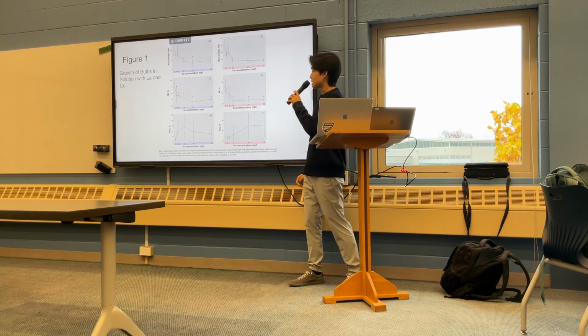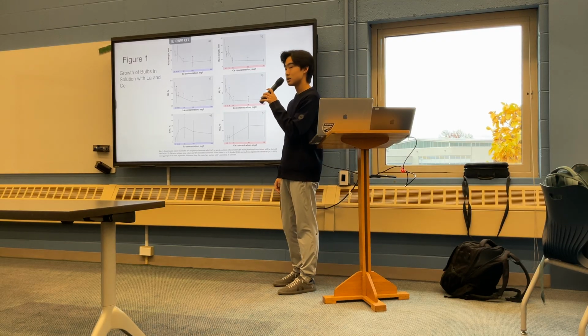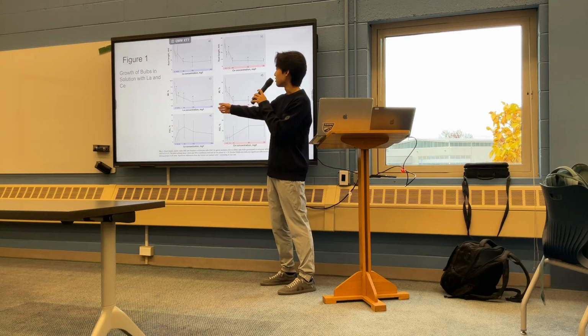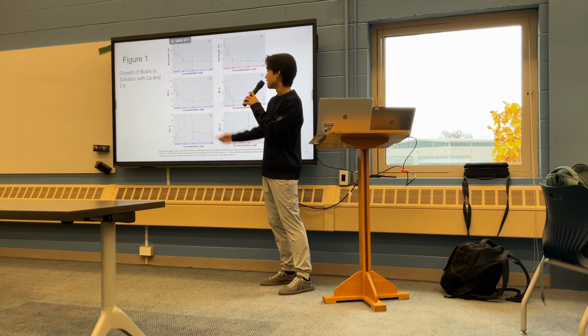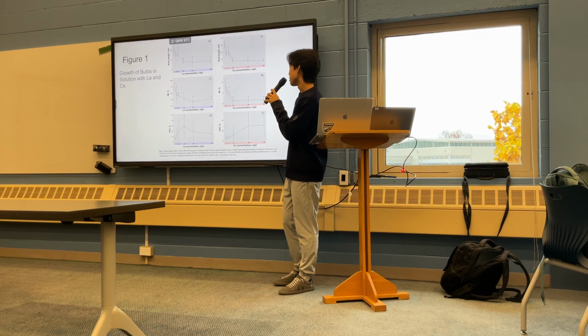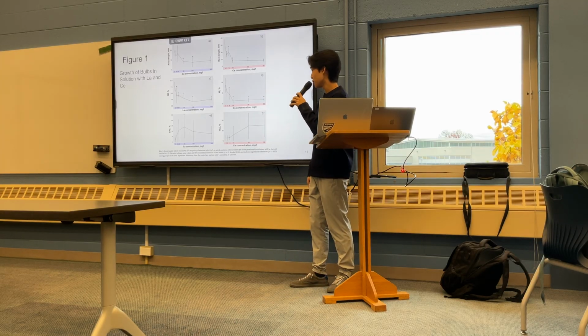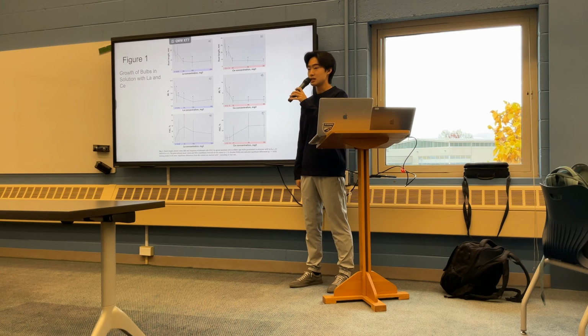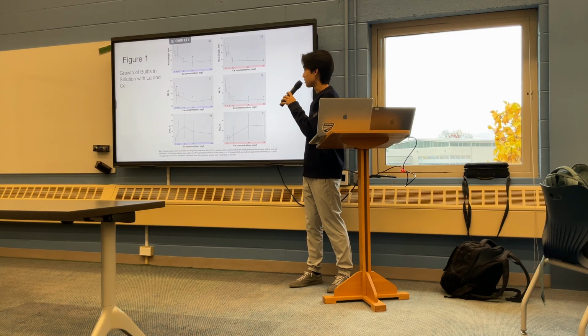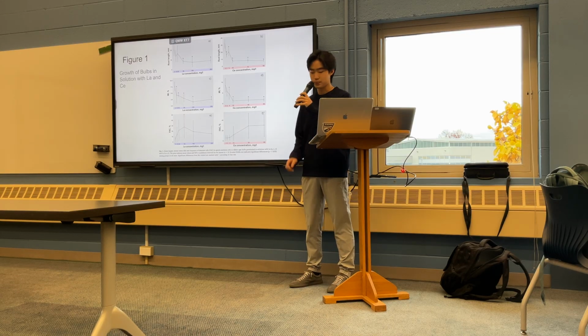In figure 1, it shows the growth of bulbs in solution with lanthanum and cerium, and an important thing to note is that the x-axes are different values. For lanthanum, it ranges from 0 to 200 milligrams per liter, whereas for cerium, it ranges from 0 to 50 milligrams per liter. And that's because cerium tends to be overall more potent and more toxic compared to lanthanum. So they wanted to make the y-axes relatively similar so that they can observe the effects of lanthanum and cerium.